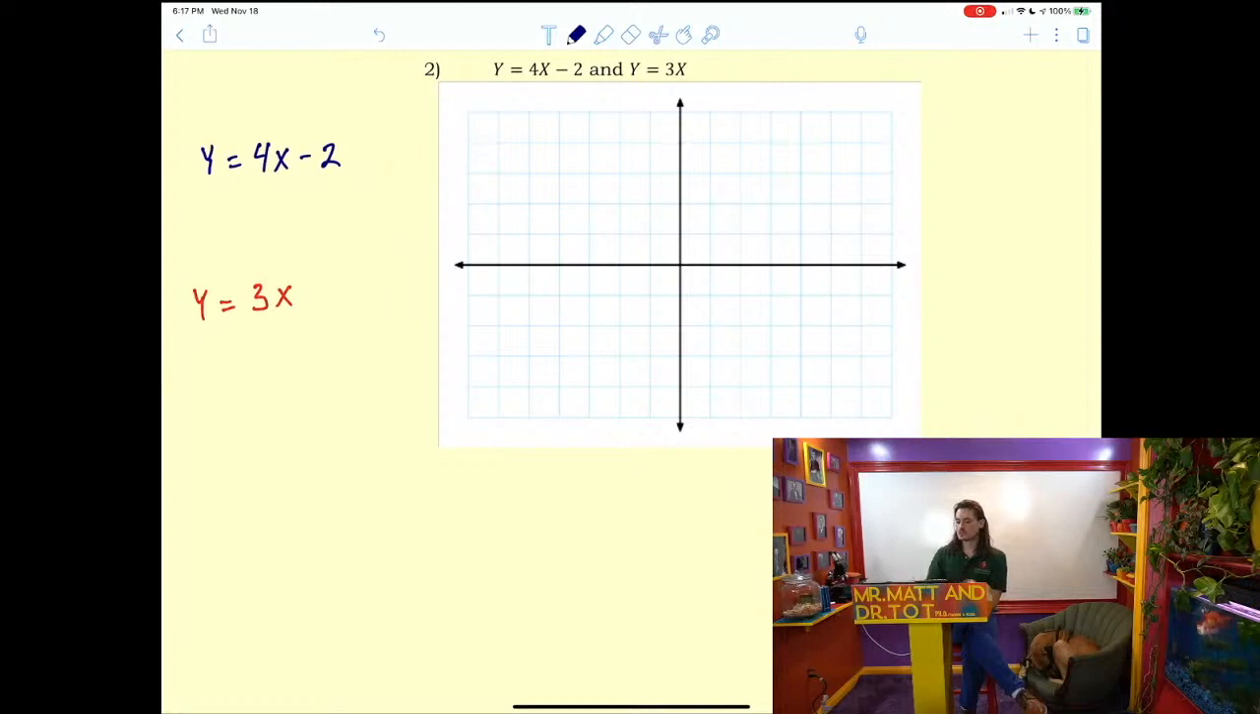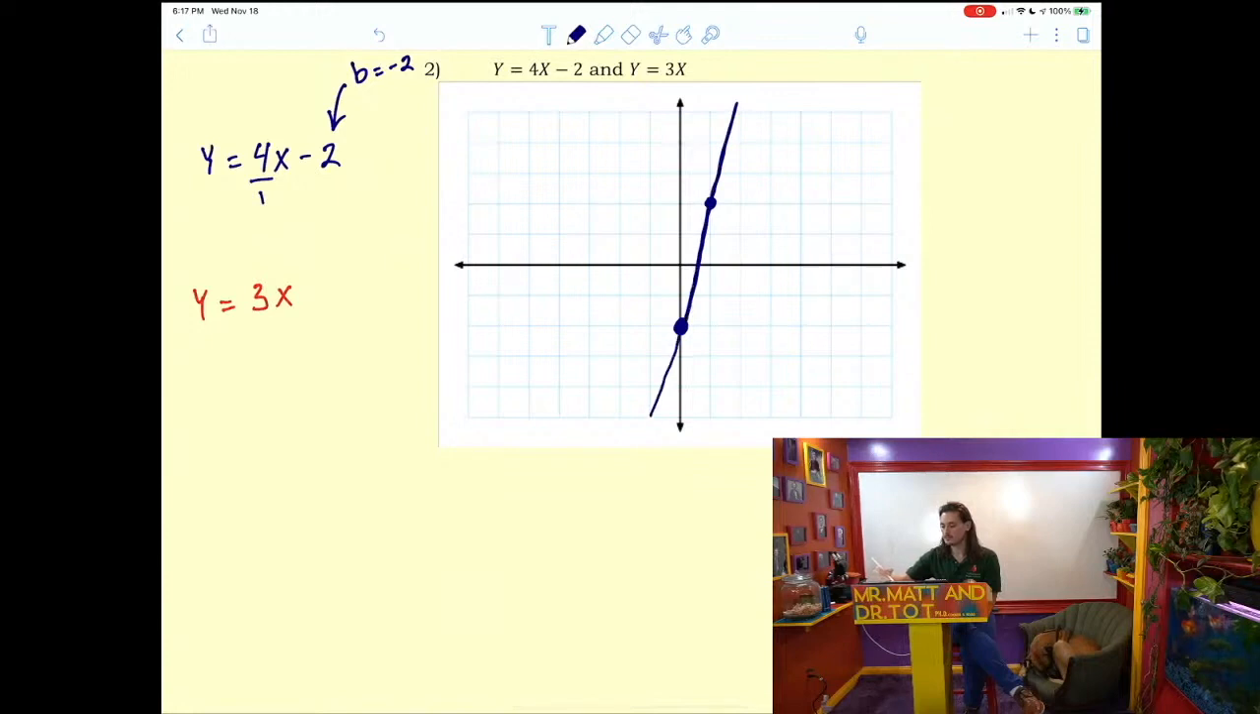Okay, looking at this first equation of y is equal to 4x minus 2, we have a b value of negative 2. So I know that the first equation crosses the y-axis at negative 2. And then I can think of the slope, it's written as a whole number as just 4, but I can always think of 4 written as a fraction as 4 over 1. So I'm going to go up 4 over 1. So that's going to give me this point right here, which allows me to connect the 2 points together. And so I have an overall graph that would look something like this.